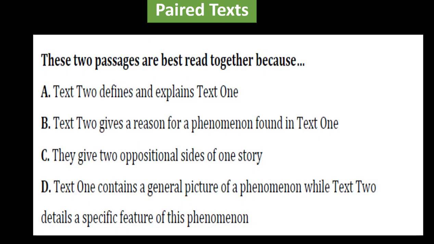Or we have another example. These two passages are best read together because the two define and explain: text 2 defines and explains text 1, or text 2 gives a reason for a phenomenon found in text 1, or they give two oppositional sides of one story, or text 1 contains a general picture of a phenomenon, while text 2 details a specific feature of this phenomenon. Again, we need to see the text in order to answer these questions.